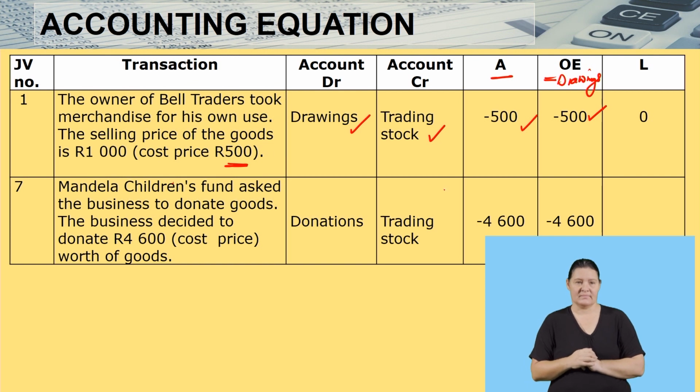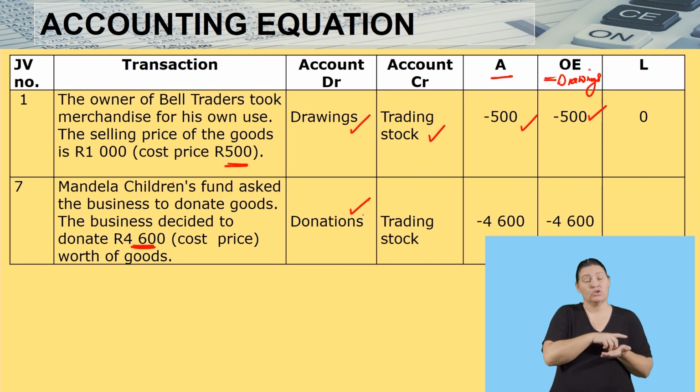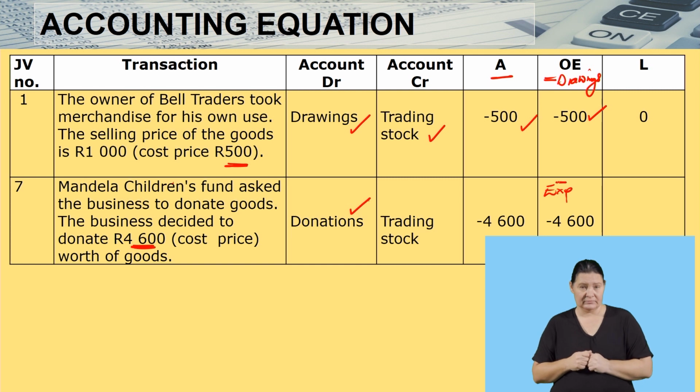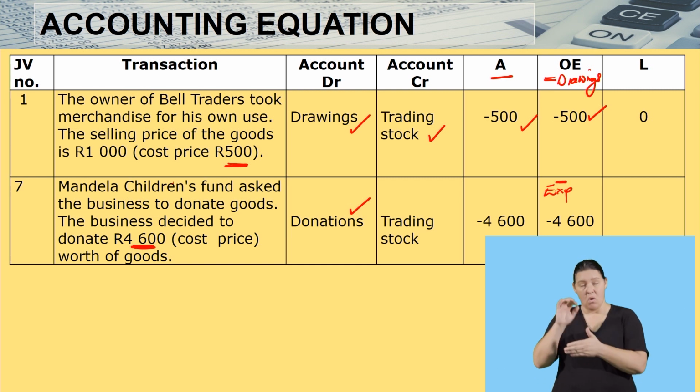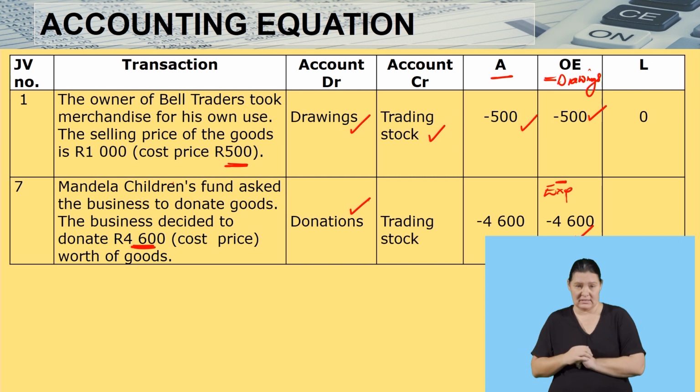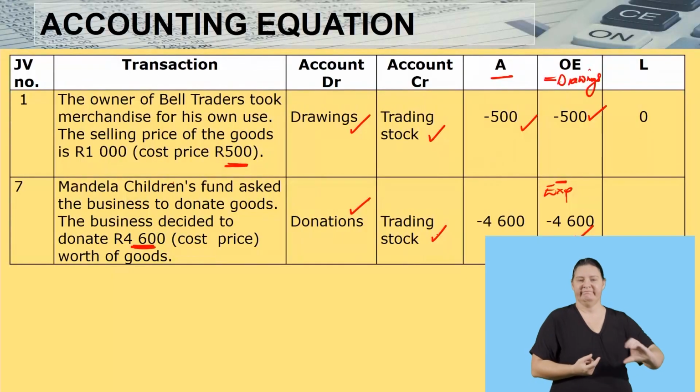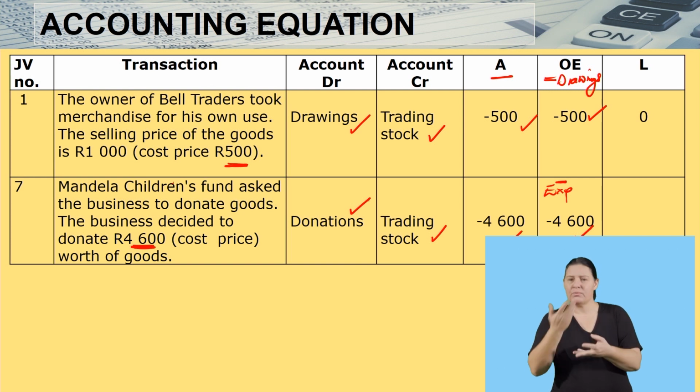Let's look at the second transaction. The donation to the Mandela Children's Fund. The cost of the goods was 4,600. Remember, now we debit our donations, which is an expense. And our expense decreases owner's equity. Expenses decrease owner's equity, so we subtract 4,600. The second account, therefore, is your trading stock, which we are crediting. Crediting means we are decreasing our trading stock. Therefore, our asset is decreasing.